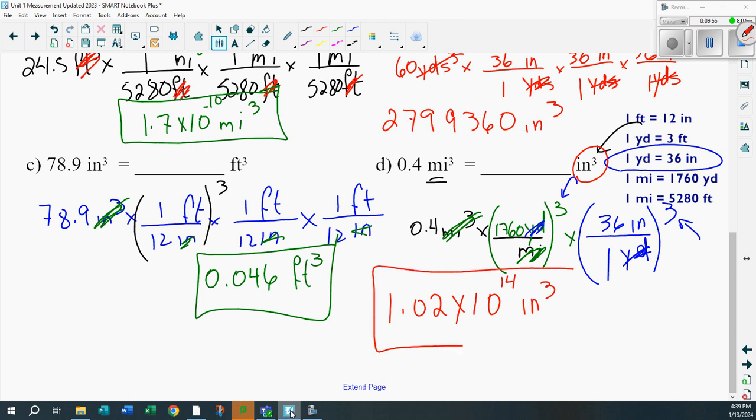Holy smokes. That's one thing about these conversions. They give you massive numbers, but stick to that dimensional analysis. Show your cancellation, and you won't get it wrong ever.